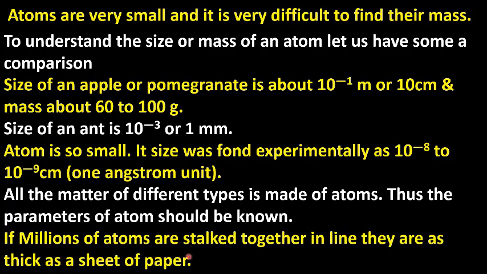If millions of atoms are stacked together in line, they are as thick as a sheet of paper. So if you want to find the thickness of a paper, it's not possible to find directly. Whereas if you take a book, count the number of pages, find the thickness of all those papers and divide, then you will get the thickness of the paper.